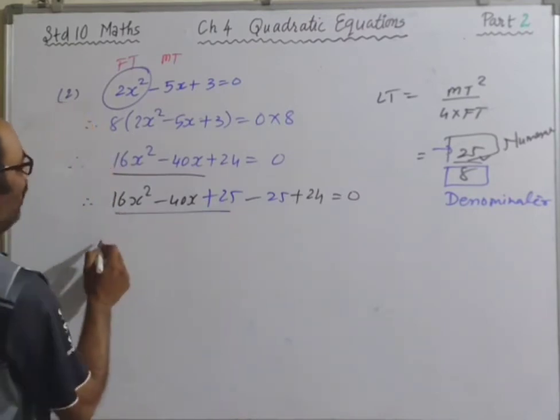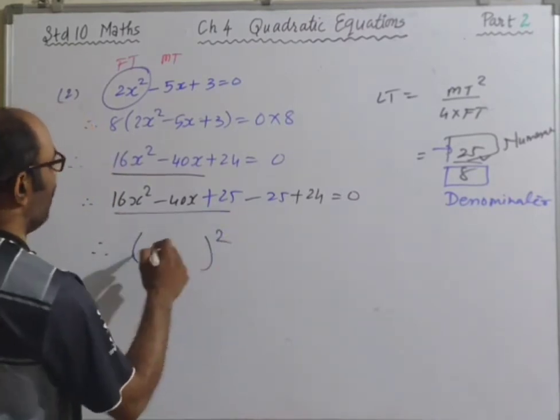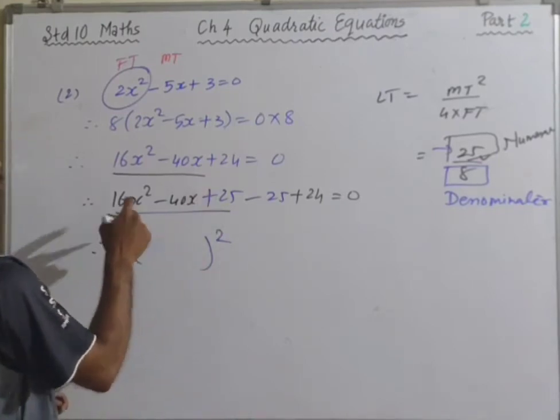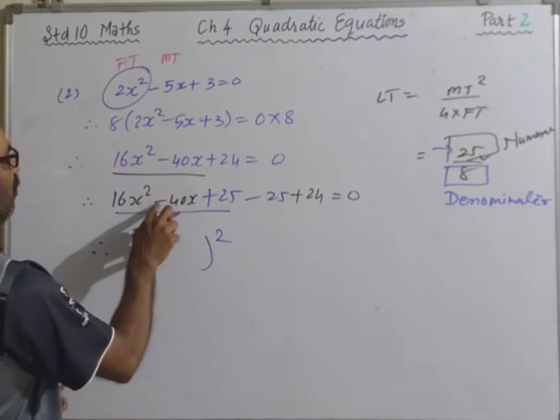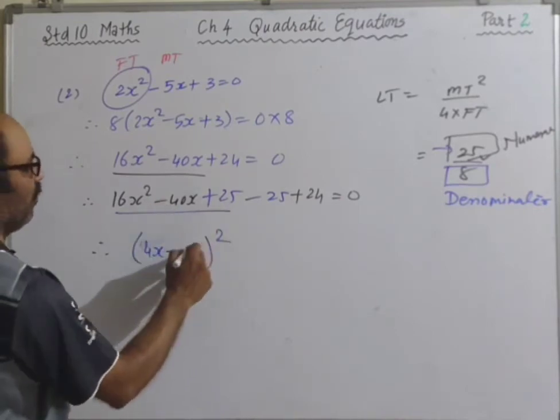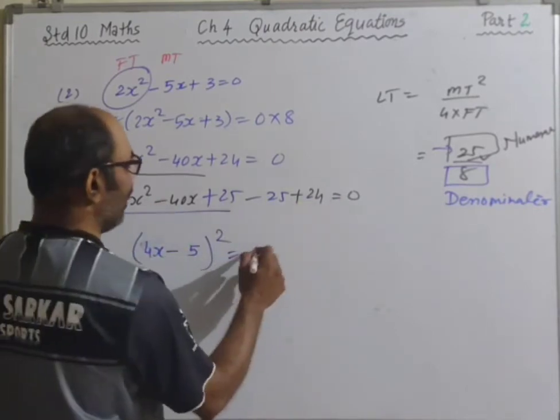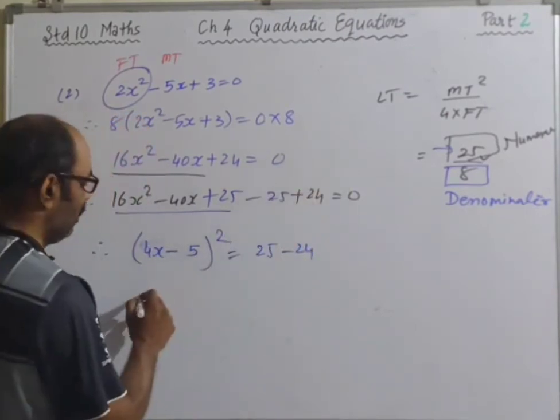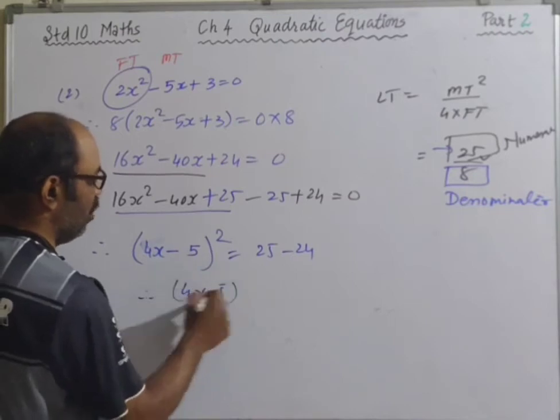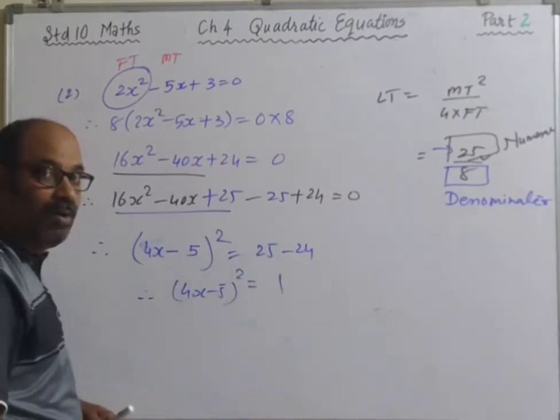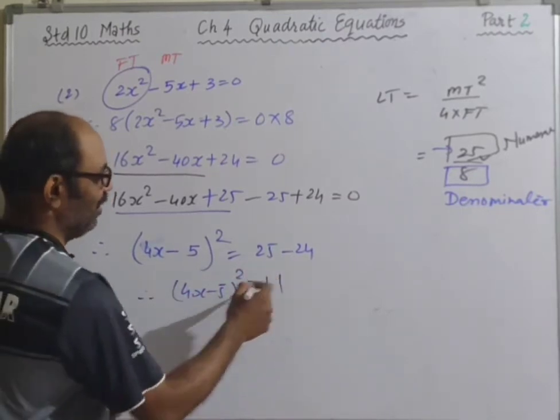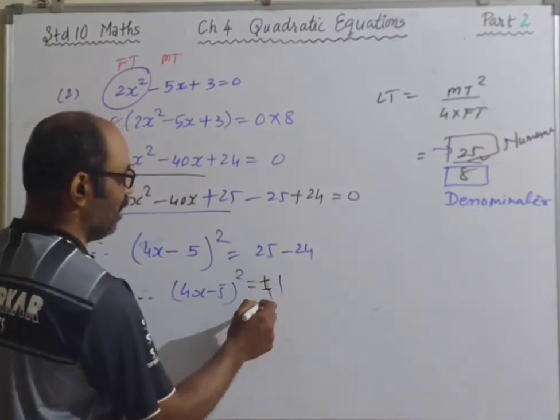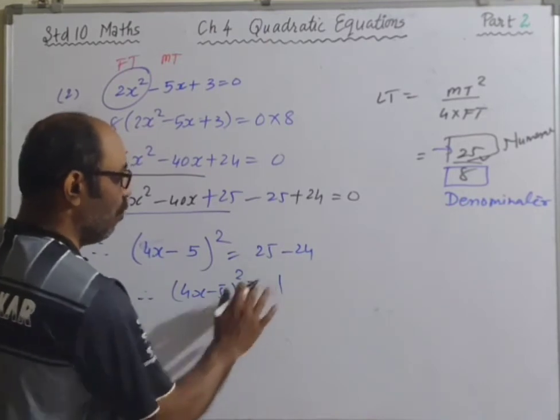All right, this is a perfect square trinomial. Whole square, 16, I wrote the whole square. Square root of 16x square is 4x. Sign of the middle term is minus and square root of 25 is 5. And we took plus 25 and minus 24 to the other side. Therefore 4x minus 5 whole square is equal to 1. In fact, don't forget this, this is plus or minus 1.